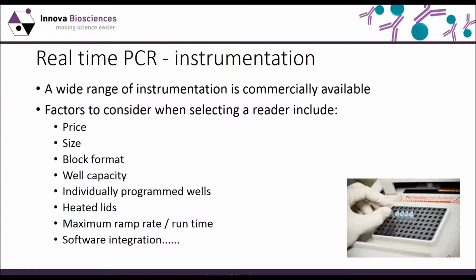A wide range of real-time PCR instrumentation is commercially available. In addition to the price, factors which should be considered when selecting a suitable reader include its size, block format, and well capacity, all of which will dictate how many samples it can hold and will impact on the level of throughput. Some readers offer the option of individually programmed wells, which can be really useful when optimizing PCR conditions.